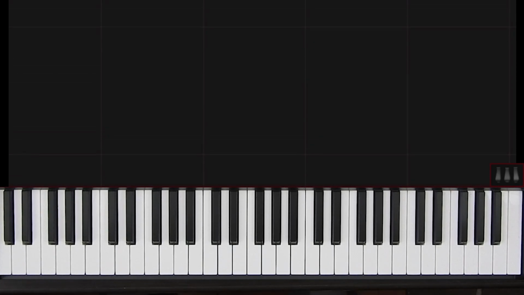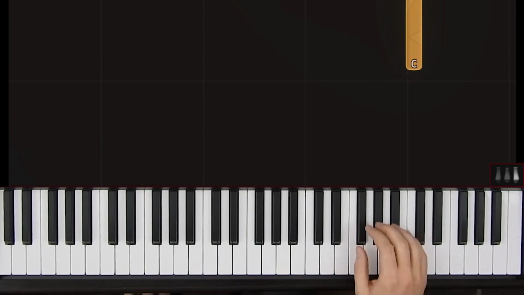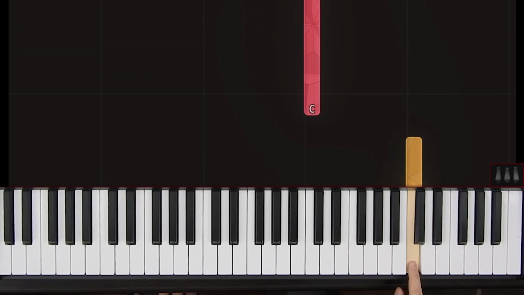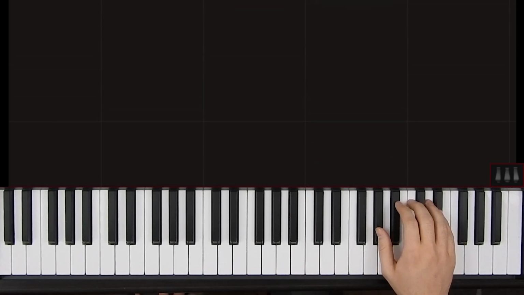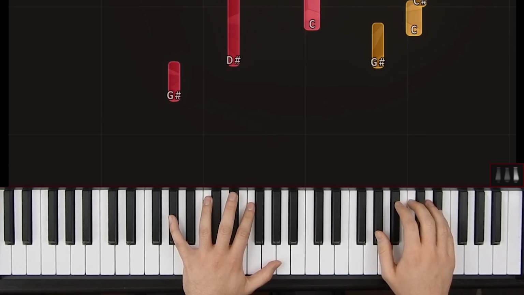The piece is written in a very organized manner, so it's structured in very obvious sections, which makes it fairly easy to learn. The first section is this. By the way, this is your middle C. So this is where we start.